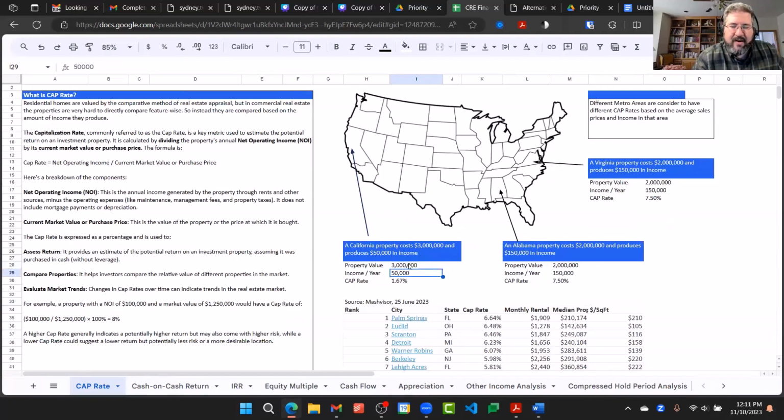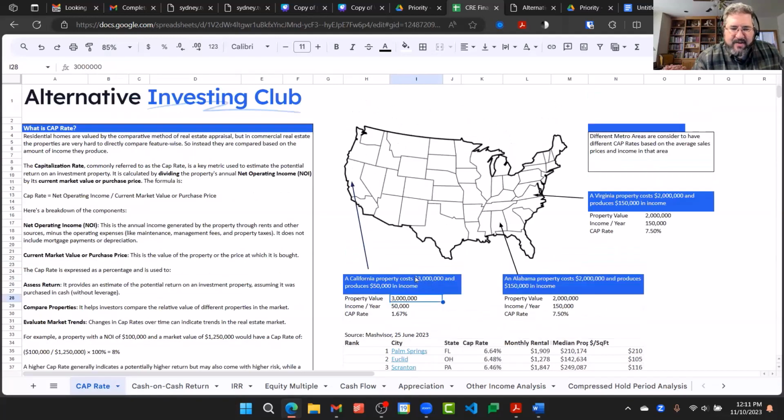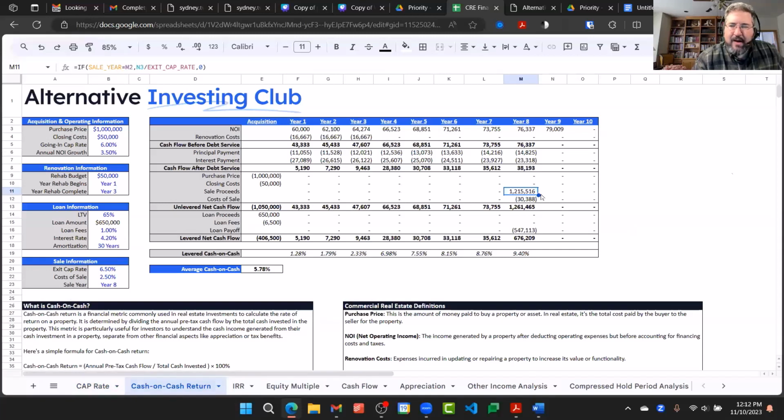What is your total income? Divide it by your cap rate. That's your value. And so I'm going to stop there. Next week we'll do cash on cash, but I'll make this spreadsheet available so you can look through the cash on cash too right now.